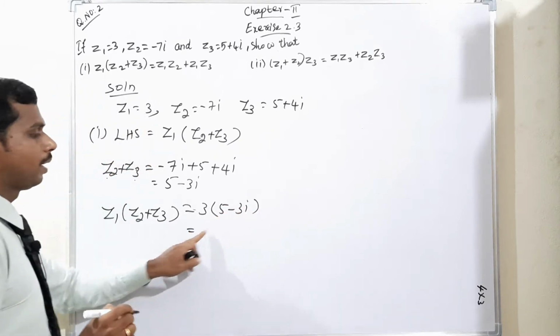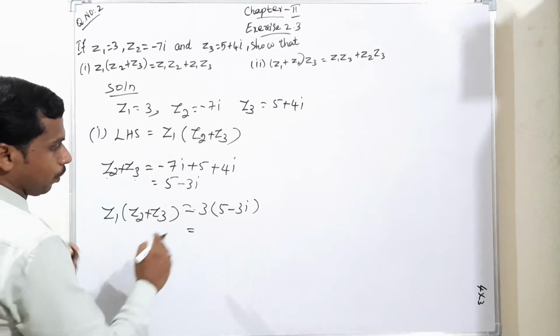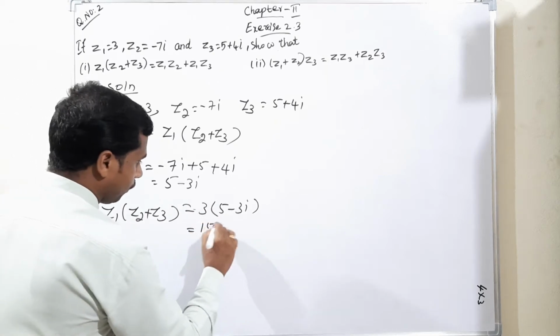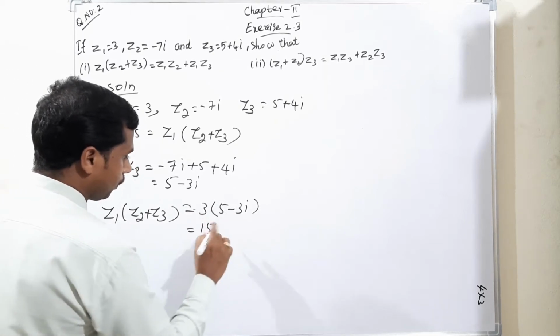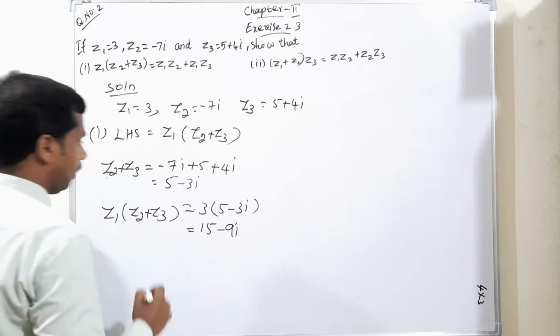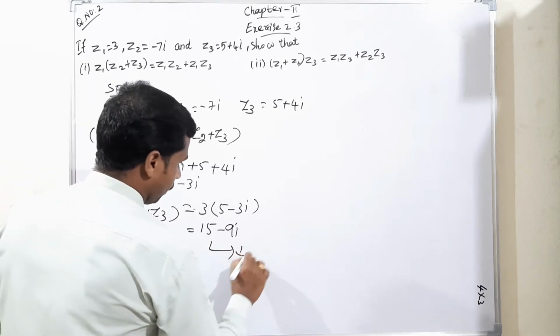So each and every time, what are we doing? We multiply by 3. So 3 into 5 is 15, minus 3 into 3, so minus 9i. This is actually equation number 1.